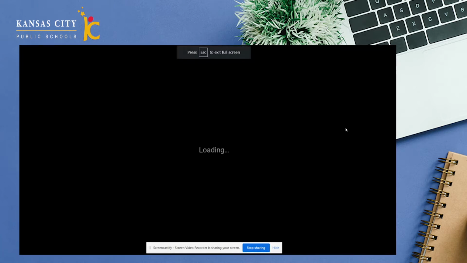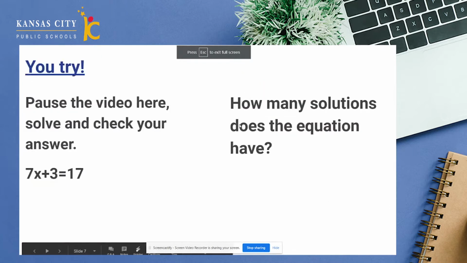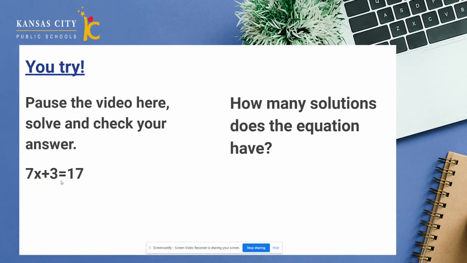Excellent. Now that you've copied that down, I want you to pause the video and try to solve this equation by yourself. 7x plus 3 equals 17. Also answer, how many solutions does the equation have? Excellent. Now that you've solved it by pausing and giving yourself time to work it, let's see if you got it right.